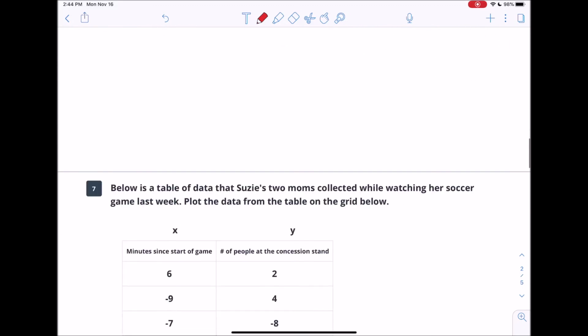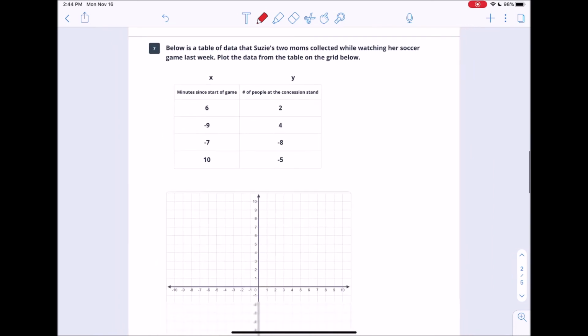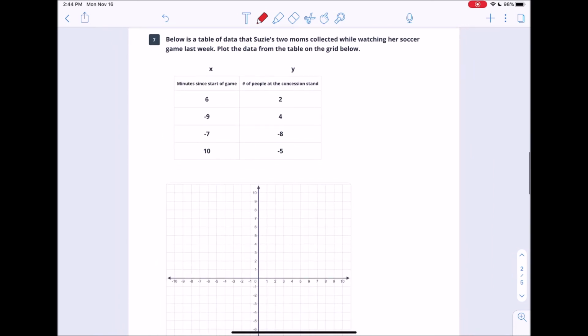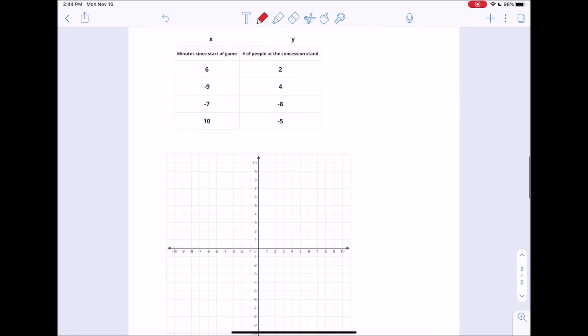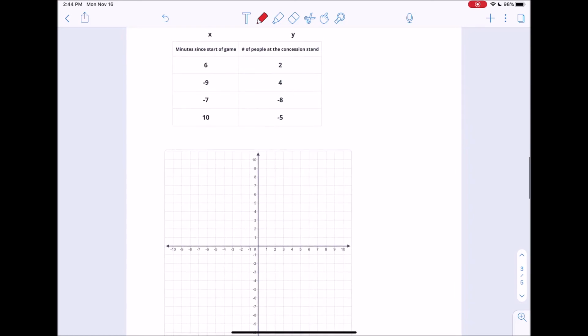All right, for 7, below is a table of data that Susie's 2 moms collected while watching her soccer game last week. Plot the data from the table on the grid below. So this is like the project you guys are working on in class this week. It's all about the graphing. So remember, your first number is your X, your second number is your Y. Okay, the Y is the axis that goes up and down. Your X is the axis that goes side to side.